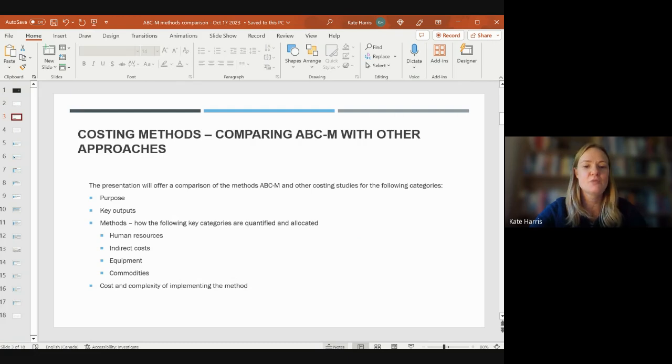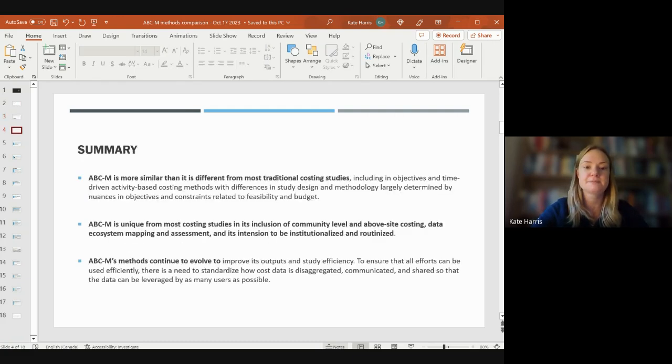This presentation will walk you through the ABCM's purpose, its key outputs, the methods, including as they relate to the quantification and allocation of human resources, indirect costs, equipment, and the commodities, as well as the cost and complexity of implementing this method. We'll talk mainly about activity-based costing, but we'll also make note of how this may differ from other costing studies. In summary, three key messages.